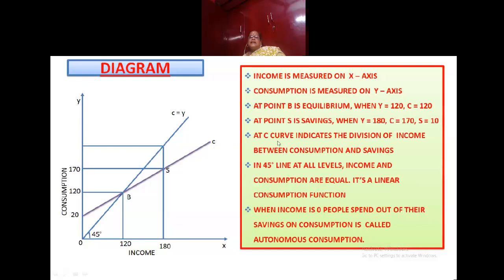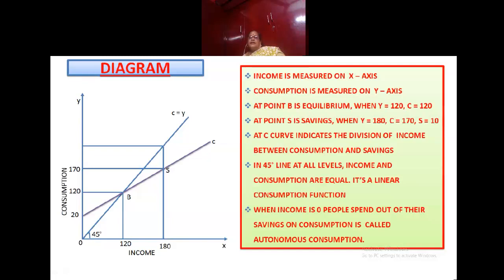The C curve indicates the division of income between consumption and savings. This is the C curve. This is actually saving. And it has been divided. At the C curve, it indicates the division of income. This income and the consumption has been divided between consumption and saving.